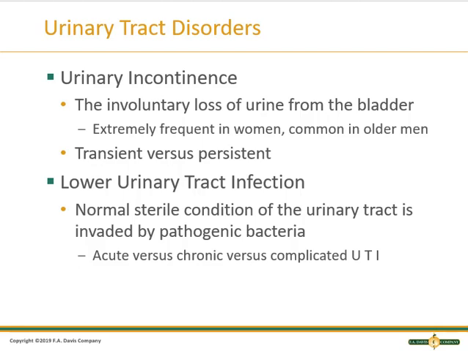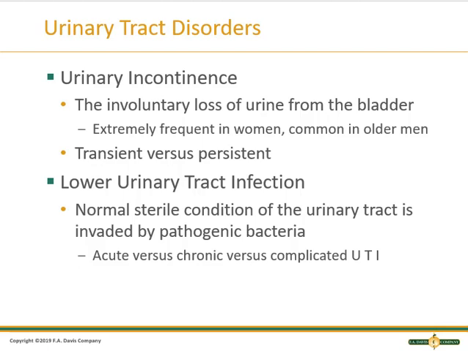So lower tract infections occur when a normally sterile environment is invaded by bacteria. And this can occur in the urethra and the bladder, and for men, the prostate. Infections can be acute, chronic, recurrent, complicated, or uncomplicated. And so, the type of infection will determine how you will plan to treat it.